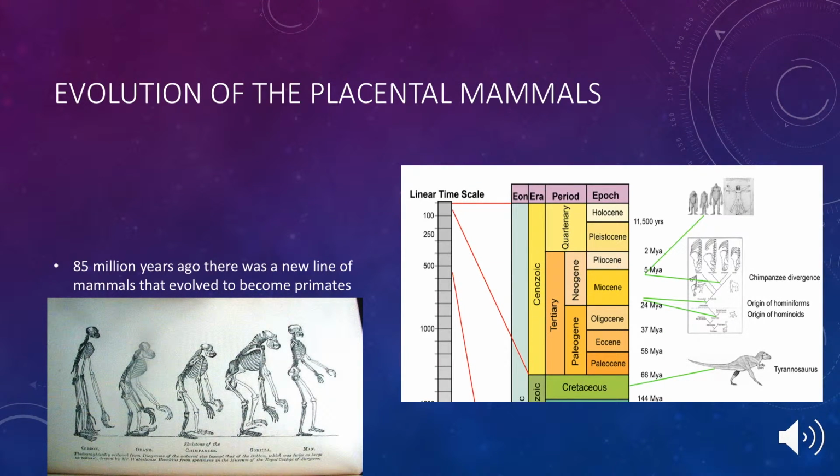Evolution of placenta mammals. 85 million years ago, there was a new line of mammals that evolved to become primates. They began as small, warm-blooded, furry mammals. They developed hands and feet to move in trees and hold objects. 4.4 million years ago, bipedal locomotion occurred, which gave mammals the ability to walk on 2 feet rather than 4.